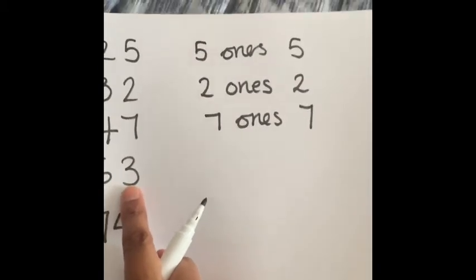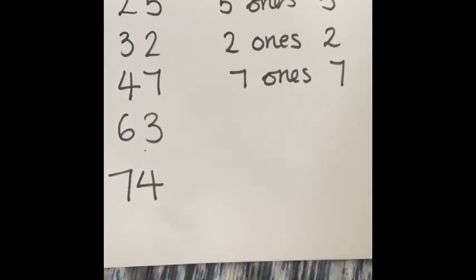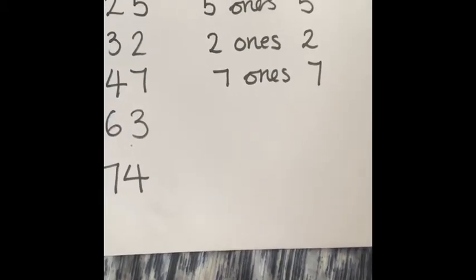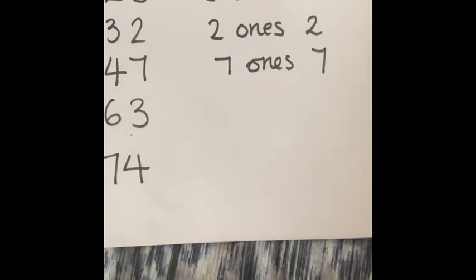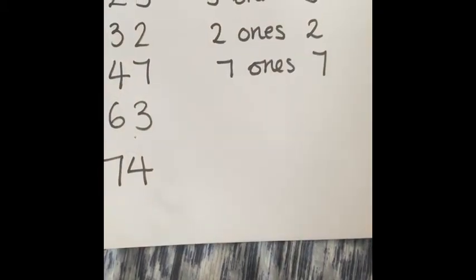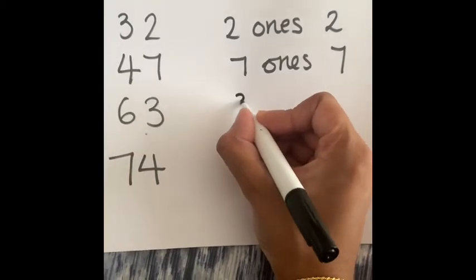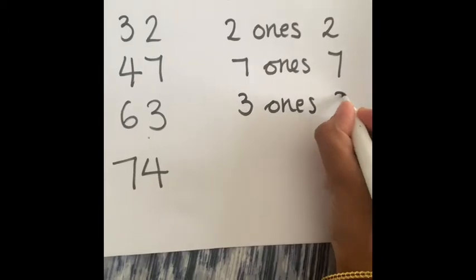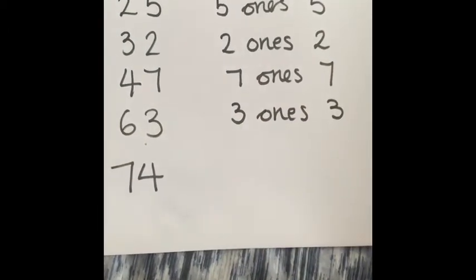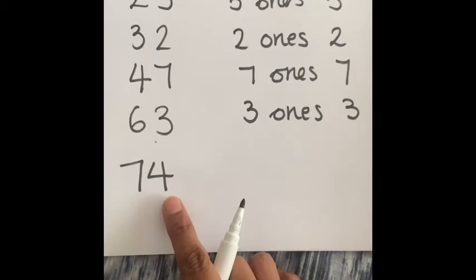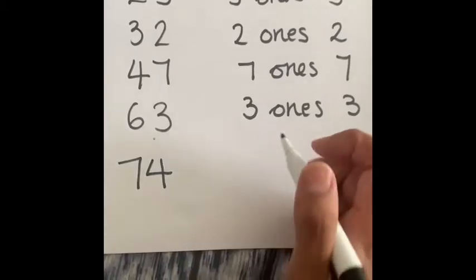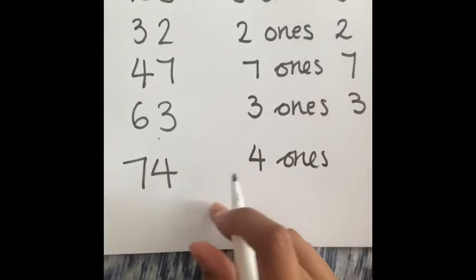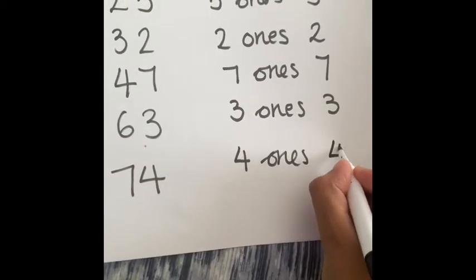Have a go at 63. What does the number 3 tell us? How much is the 3 worth in 63? That's right. It tells us there are 3 ones. 3 ones make 3. And the last one, 74. The 4 tells us there are 4 ones, so the 4 in 74 is worth 4.